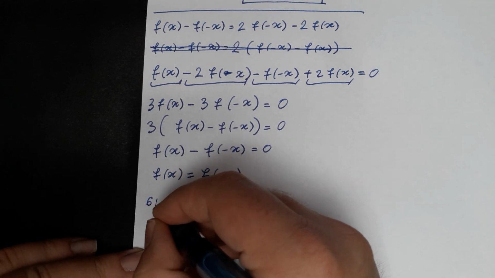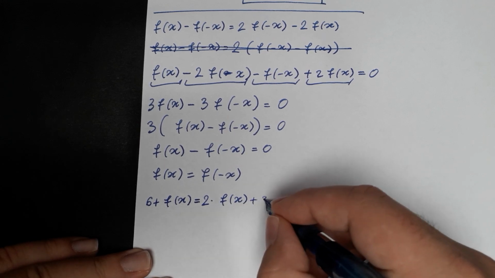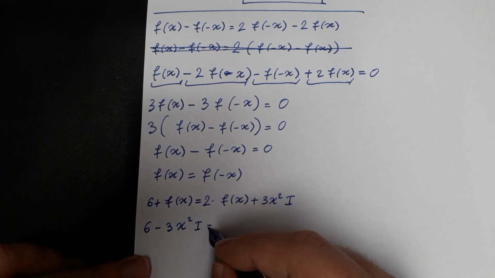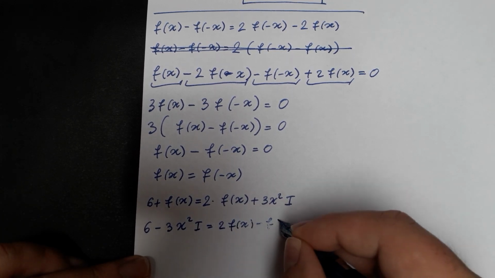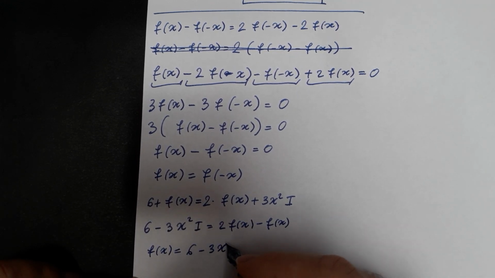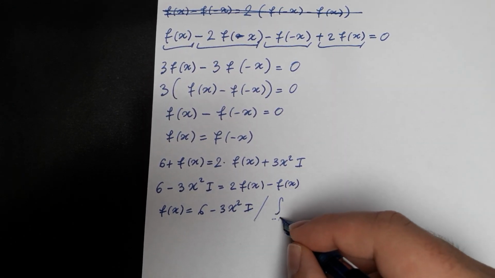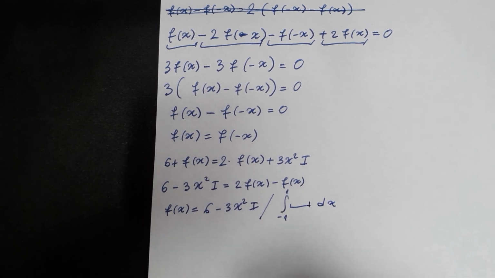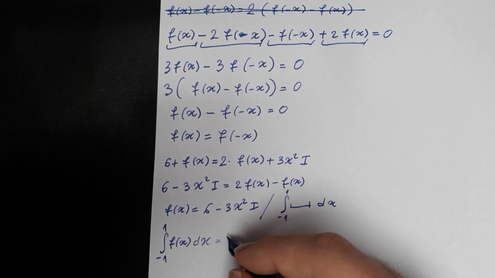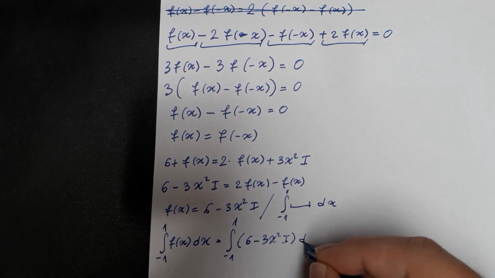Well, what that means is that we can plug this result into our beginning problem, and then it becomes 6 plus f(x) is equal to 2 times f(x) plus 3x squared I. Well, then 6 minus 3x squared I is equal to 2f(x) minus f(x), and that means that f(x) is equal to 6 minus 3x squared I. Now, if we integrate this equation from -1 to 1 dx, we get that the integral from -1 to 1 of f(x) dx is equal to the integral from -1 to 1 of (6 minus 3x squared I) dx.